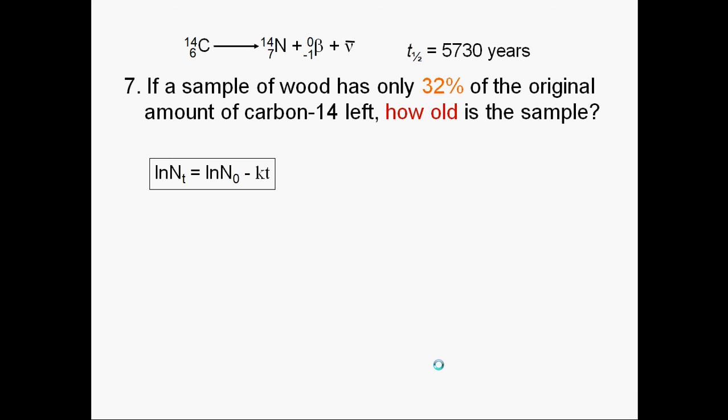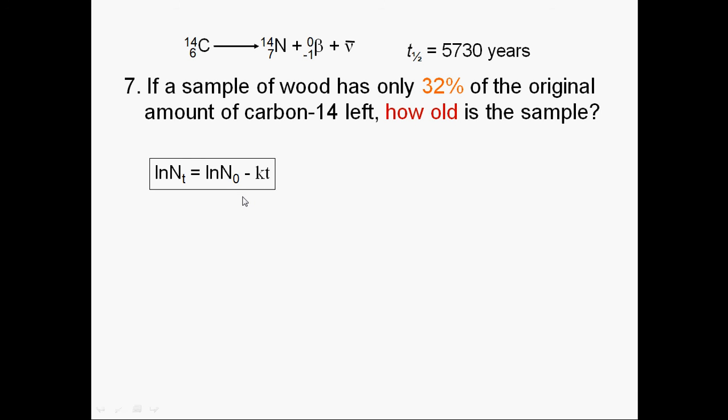What's tricky about this is I don't know my ending amount of carbon-14, nor do I know my starting amount of carbon-14. But here's what's useful. All that really matters is that I have the correct relationship between the ending and starting amount. All that really matters is that my NT value is 32% of my N0 value. It doesn't really matter what those numbers are. So in fact, I could choose any number I want for N0, and as long as I just make NT equal to 32% of that N0 value, I'm fine. So I can choose whatever I want.